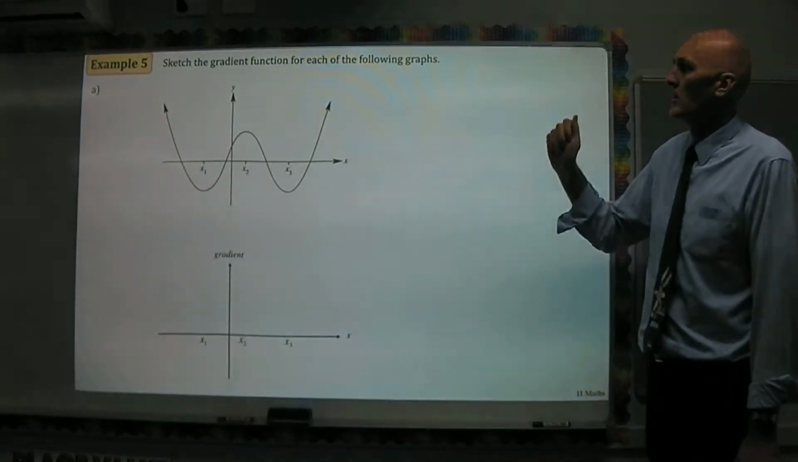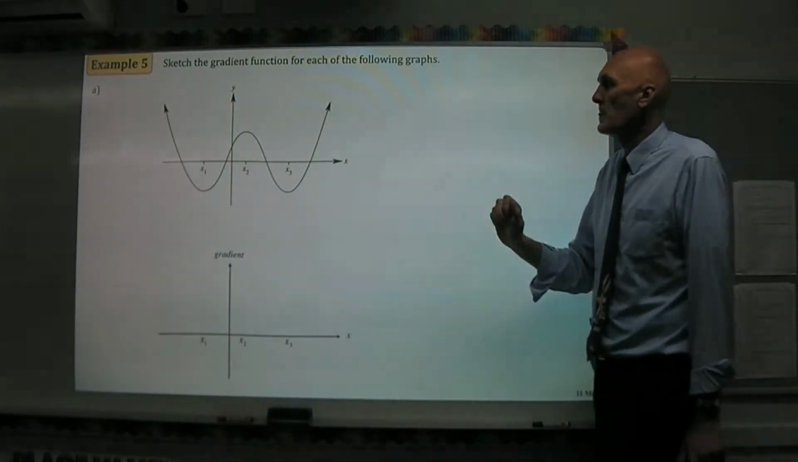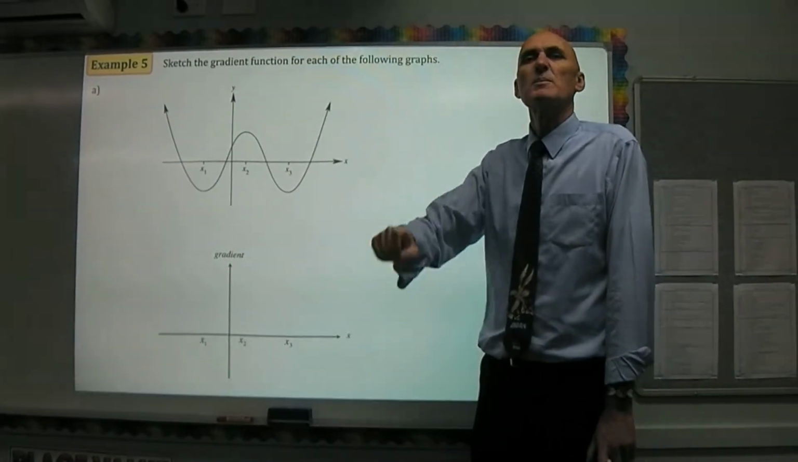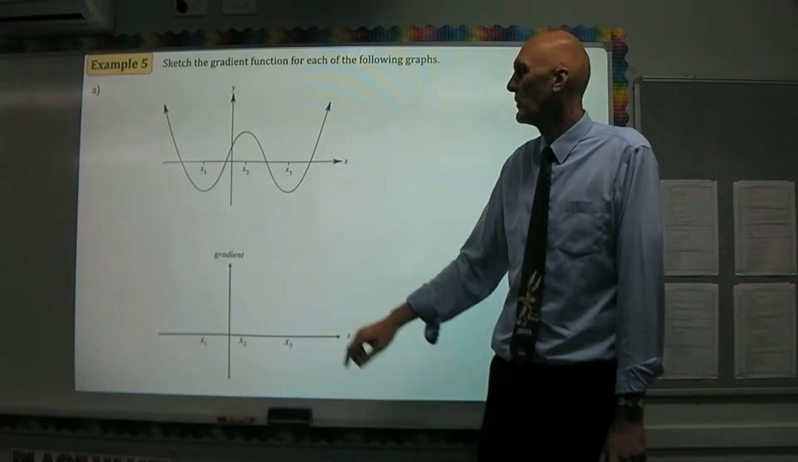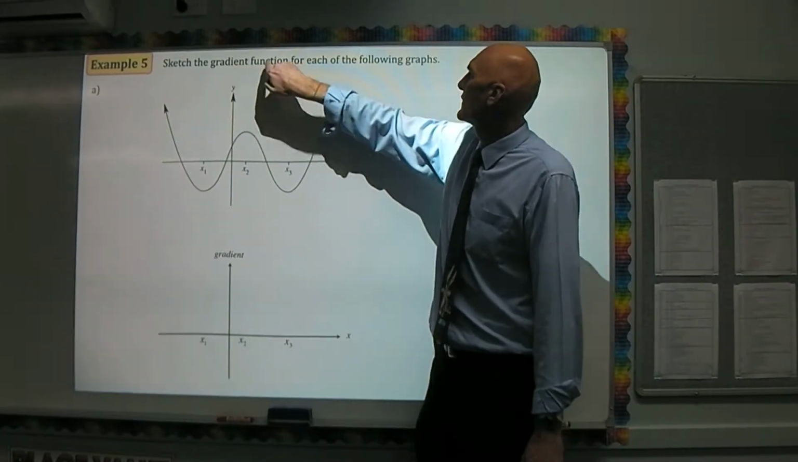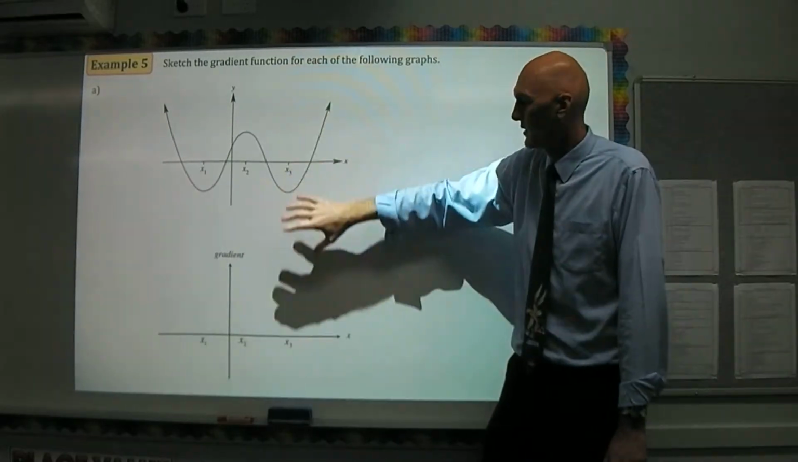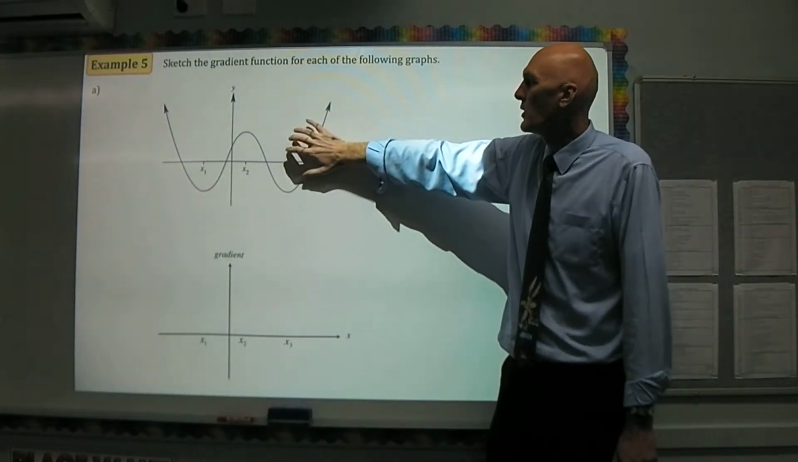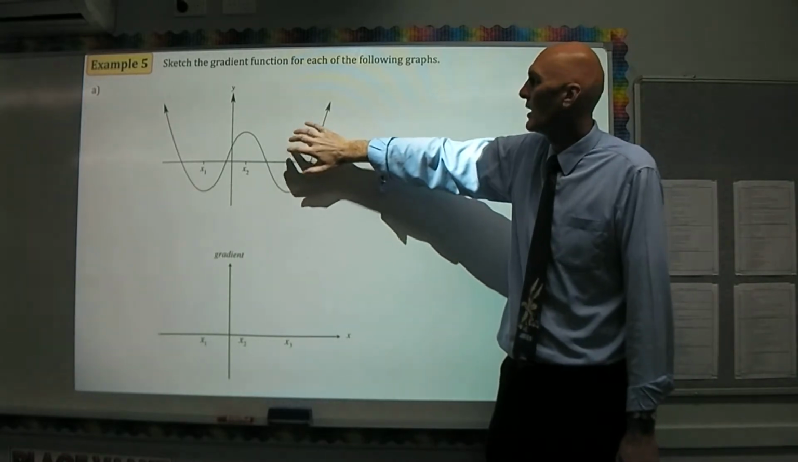Let's go to the next one. We're actually going to draw this now without using tangents or anything like that. It's just going to be a bit of rough sketch work. So here's my first graph. Sketch the gradient function for the following graph. Now, this is where I'm going to put the gradient function. Now, what do we remember about these graphs?